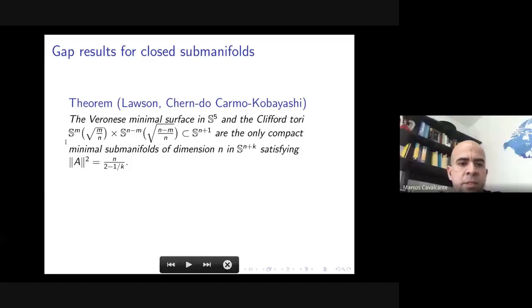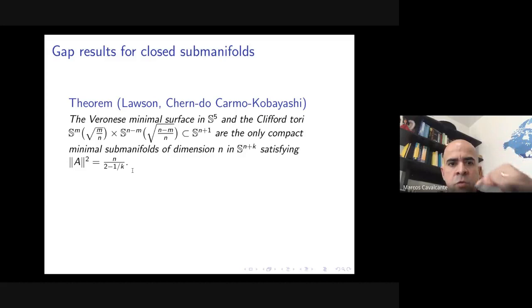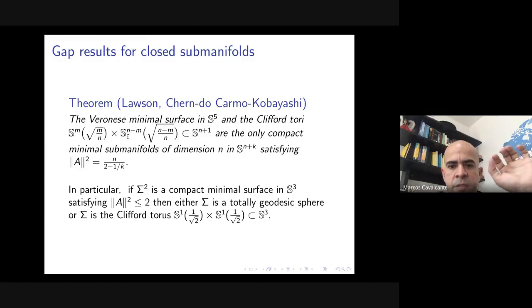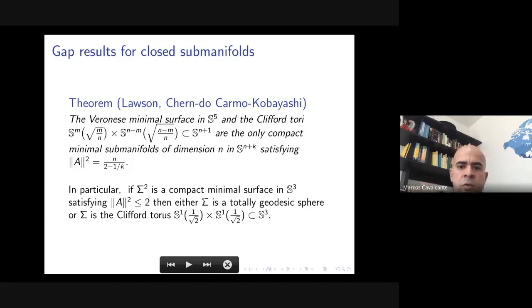Okay, the Veronese minimal surface in S^4 and the Clifford torus are the only compact minimal submanifolds of dimension n in the sphere satisfying the second equality. And in particular, in codimension 1, only the Clifford torus appears, right? Moreover, I'd like to state the theorem in dimension 3, I mean, for surfaces: a closed minimal surface in S^3 satisfying that the square of the norm of the second fundamental form is less than or equal to 2, then either the surface is a totally geodesic sphere or the Clifford torus, up to isometry of S^3. Okay, so it's a consequence of these results.